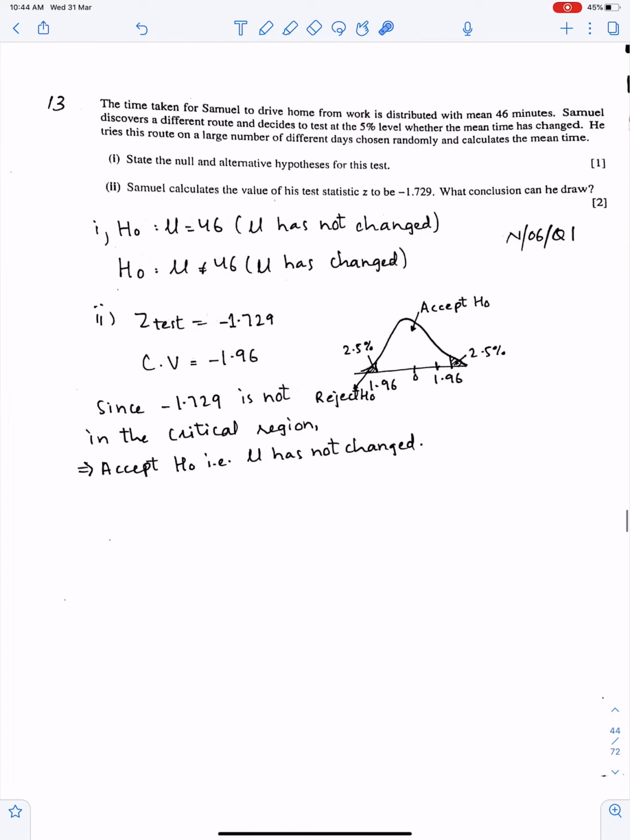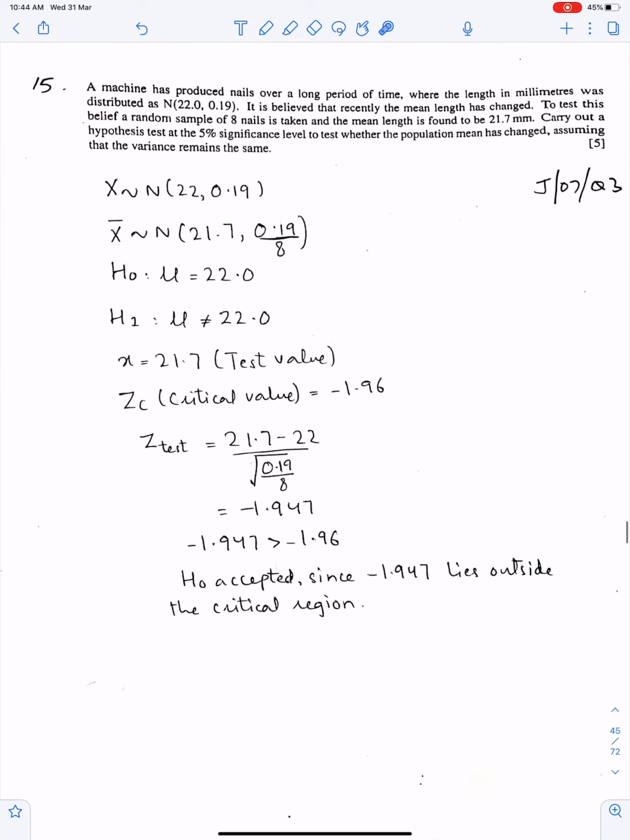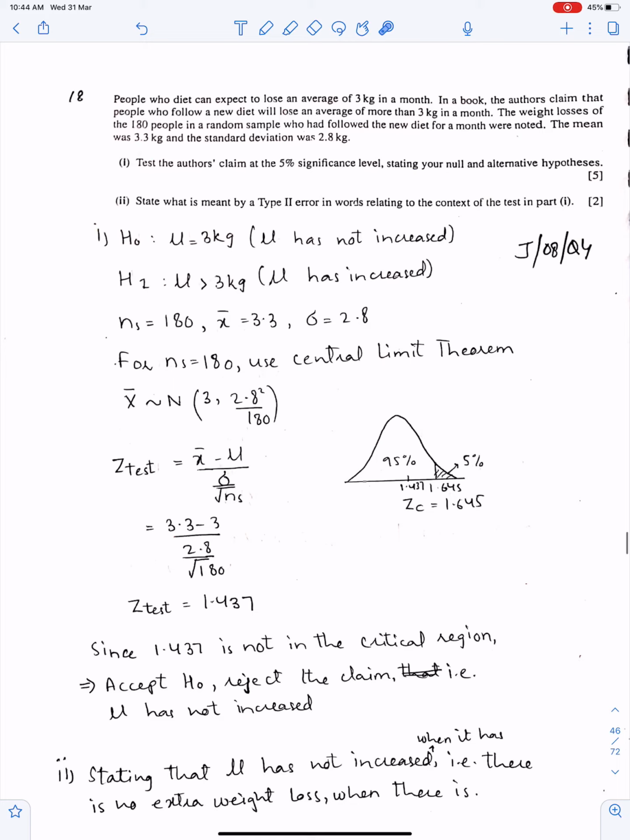Next question. I'm leaving this question because I'm not discussing questions which don't have errors. So this question is not involving type 1 and type 2 errors, so I'm leaving this. And I'm leaving this question as well because no type 1 and type 2 error in this.